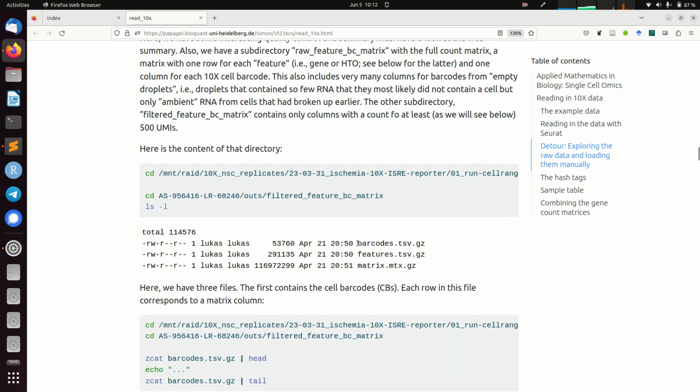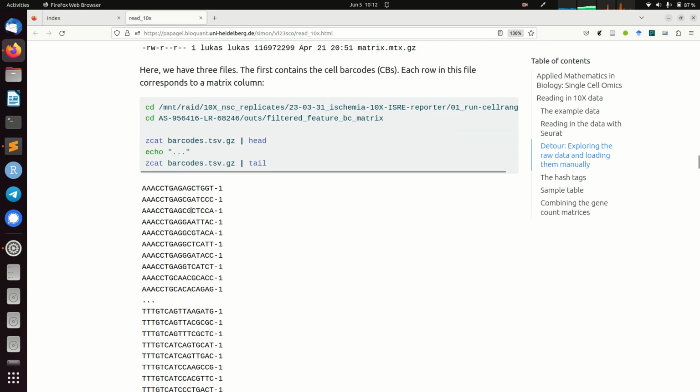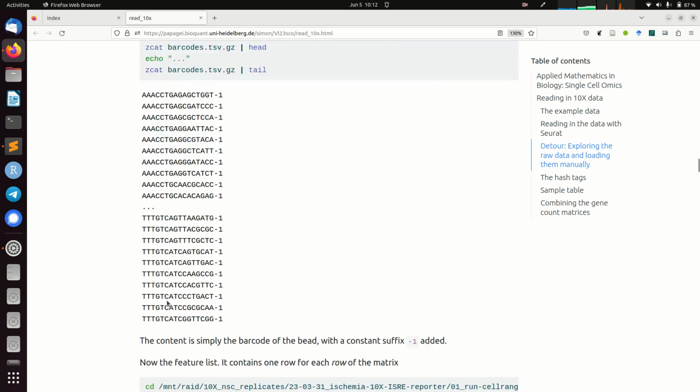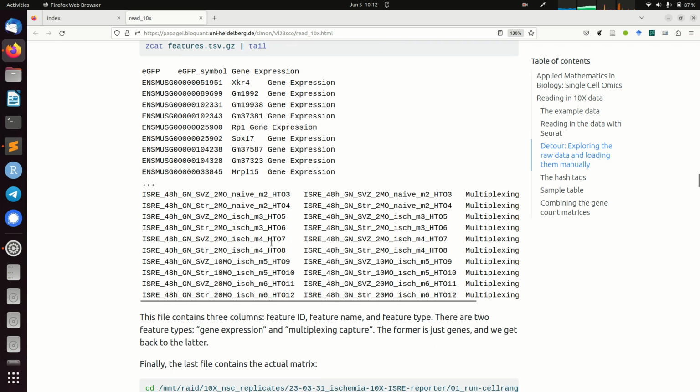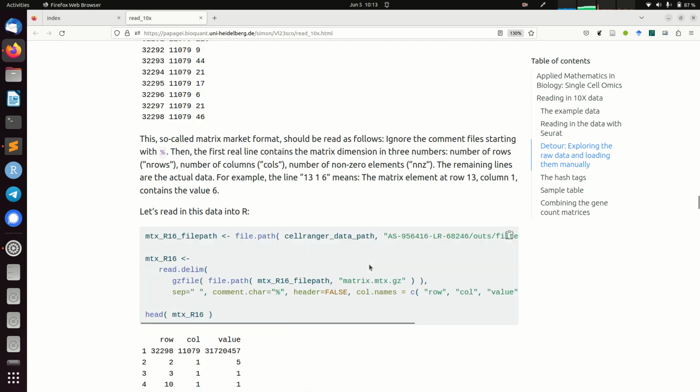Here in the filtered one, I'm not sure if I've shown you this, we have these three files: the big file with the actual values of the matrix, and then two files which give you the row and the column annotations. For example, the column annotations are just the barcodes of the cells, and the row annotations are the genes. It's typically three columns: the gene ID, the name of the gene, and then the fact that it is a gene and not a multiplexing tag. And multiplexing tags, I think I've mentioned, were these hashtags that we put onto the cells.